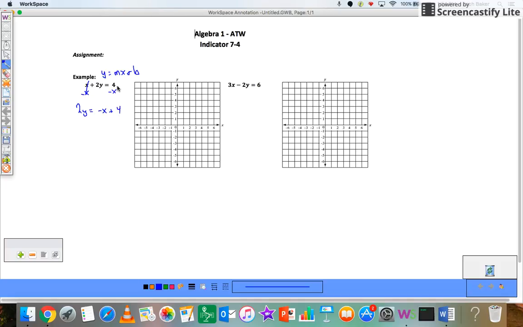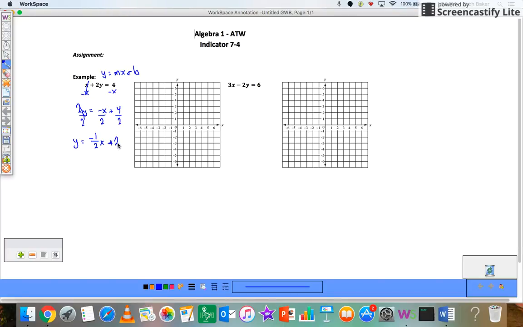Now, again, we want it to be y equals mx plus b, so we've got to get rid of the number in front of y. So everything here is going to be divided by 2. Now again, we cancel, so we're left with y is equal to... here, we're going to leave that as a fraction. It's actually going to be negative 1/2 x, and then 4 divided by 2 is just going to be 2.